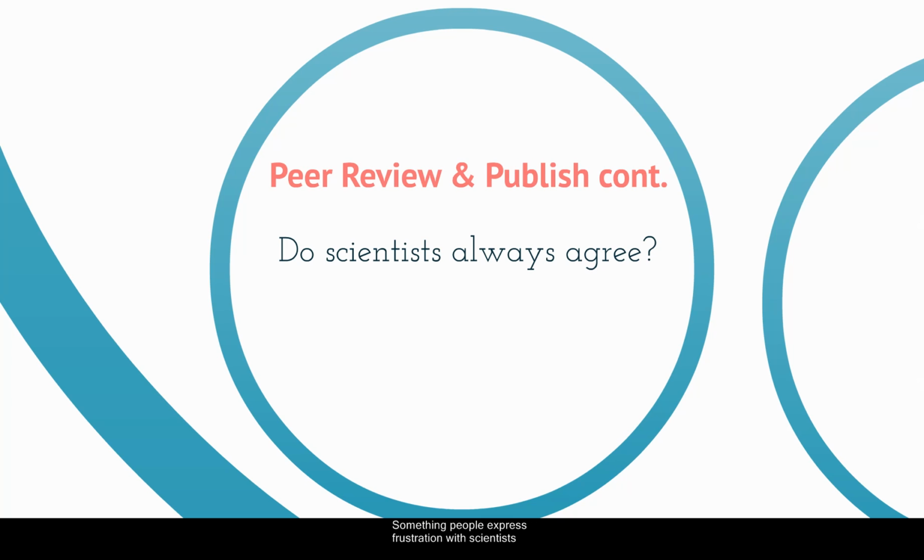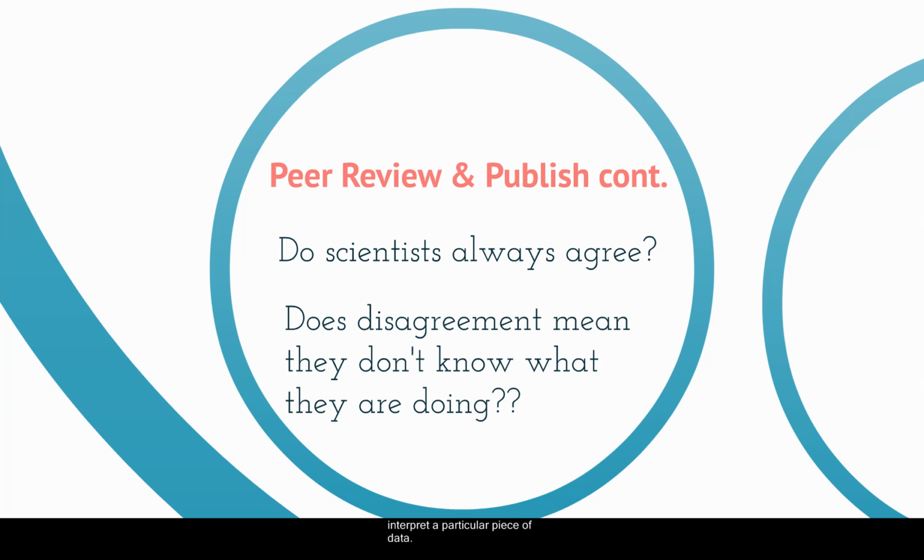Some people express frustration with scientists sometimes because they see a news story where you have two scientists sitting next to each other and they're arguing about something, and it's like, why don't they agree? They must not know what they're talking about. And scientists don't always agree. They're going to have a public discussion about how to interpret a particular piece of data. This disagreement does not mean they don't know what they're doing, though. This is instead just an uncomfortable but necessary part of the scientific method.